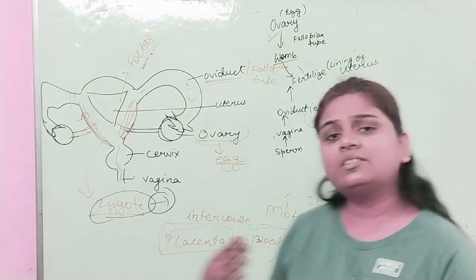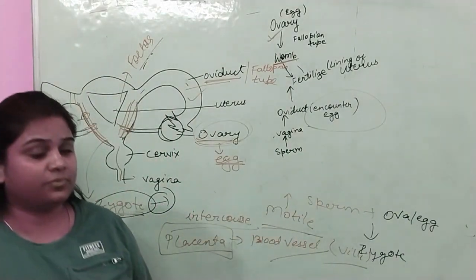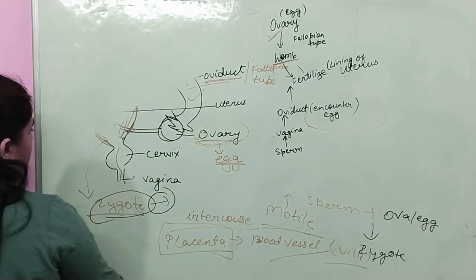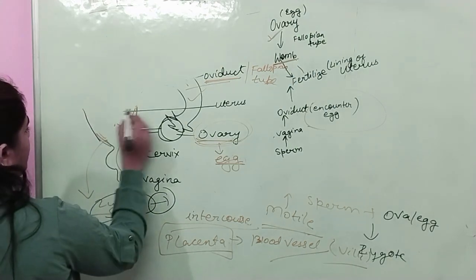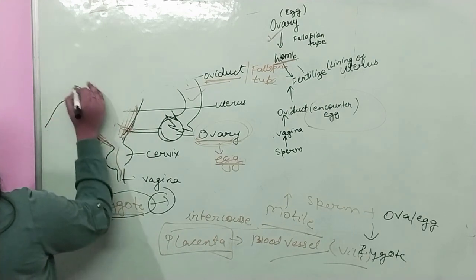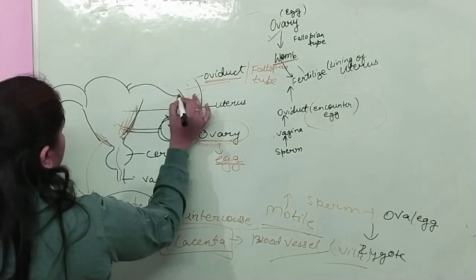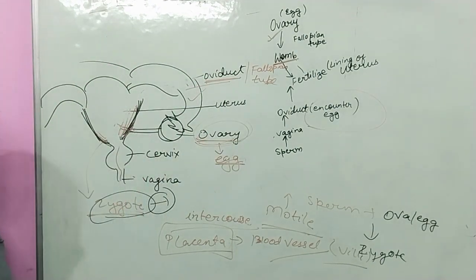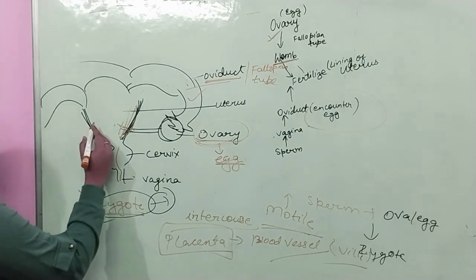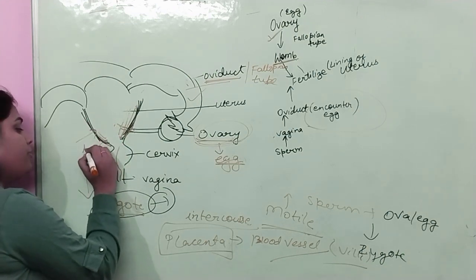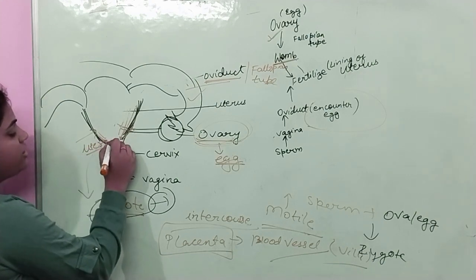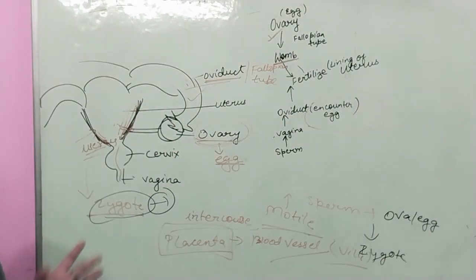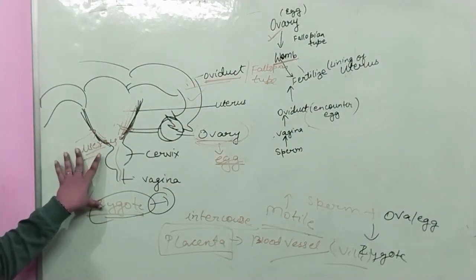But fertilization doesn't always take place. If the egg is not fertilized, then what happens? This is the uterine wall. If the egg is not fertilized, the uterus becomes thick and spongy. Actually, in the ovary the egg is produced, and it is not fertilized.